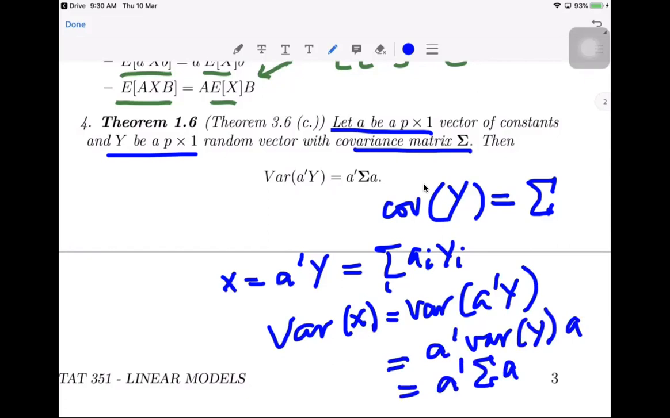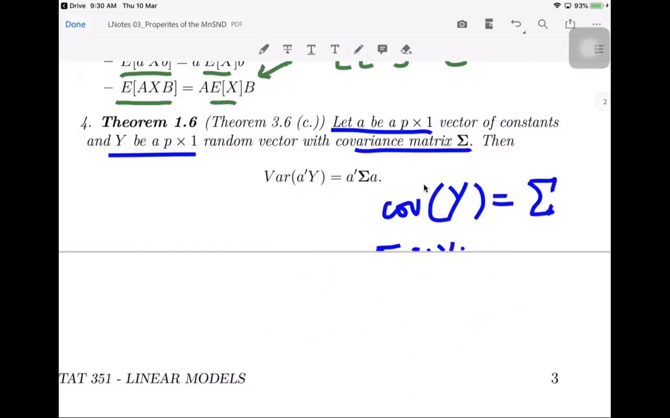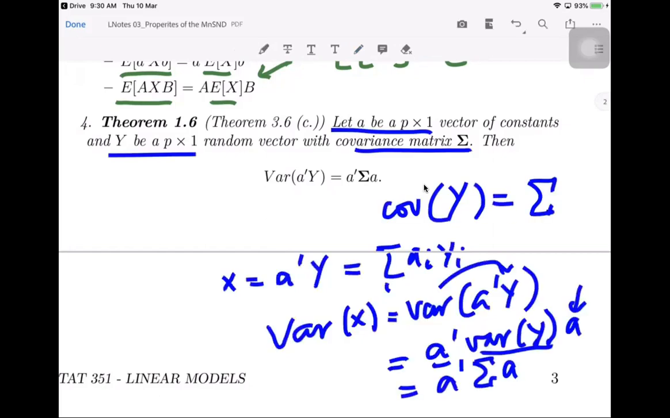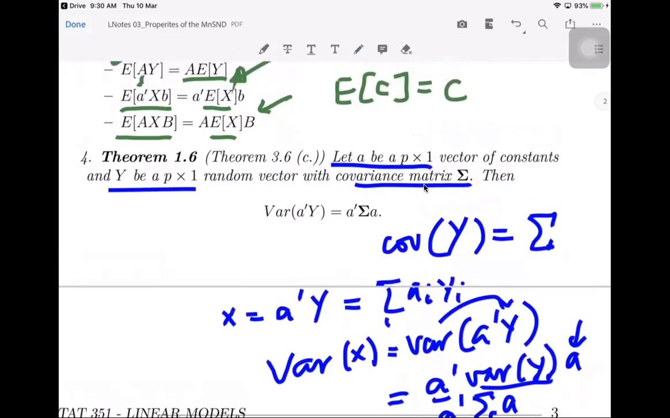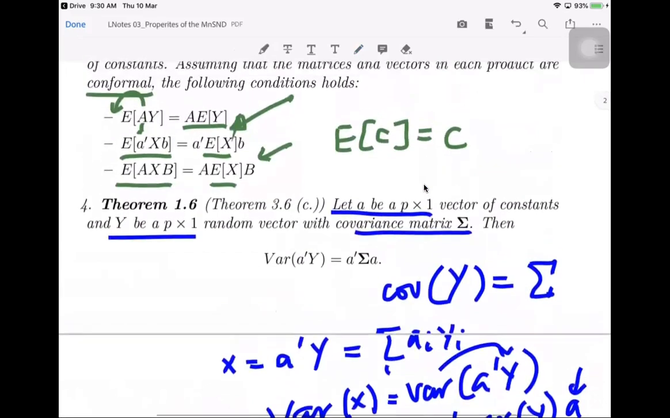So the variance does not simply distribute there. It is pre-multiplied by a prime and post-multiplied by a. So in terms of the expectation earlier, we could just take the constants out of the expectation of the random variable. But in the variance, it's not. Okay?